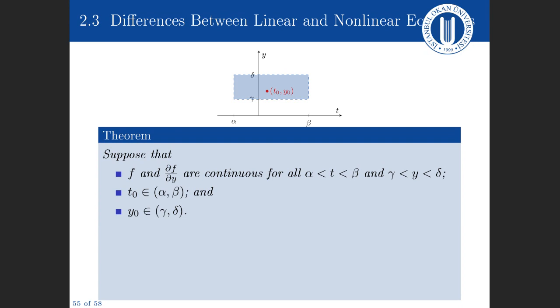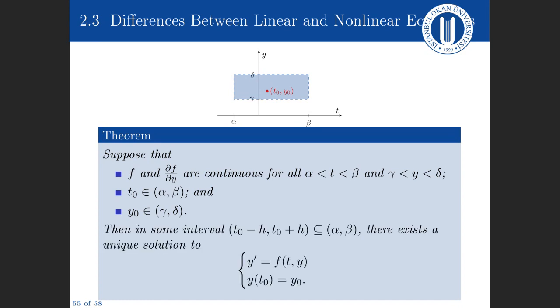Let's suppose we have a blue rectangle for t between alpha and beta, and y between gamma and delta. And let's suppose that our initial point, t0, y0, is somewhere in this rectangle. We need to have f and df dy continuous on this blue rectangle. Then the theorem says that in some small interval around the initial point, there exists a unique solution to this initial value problem with a non-linear equation.